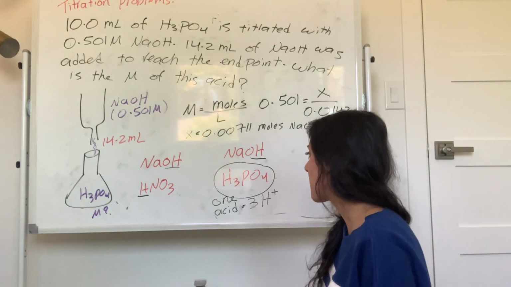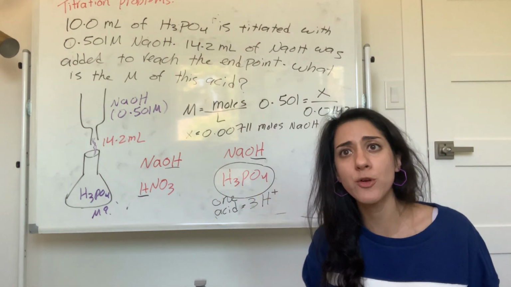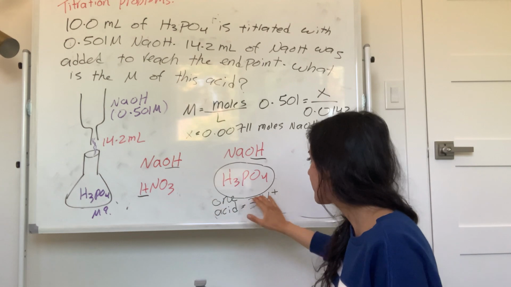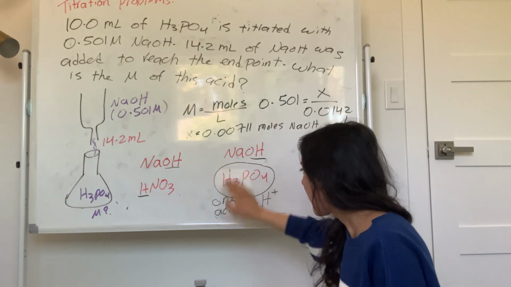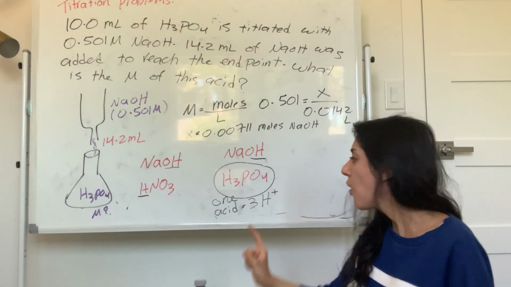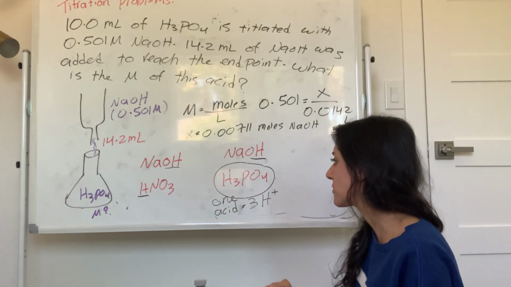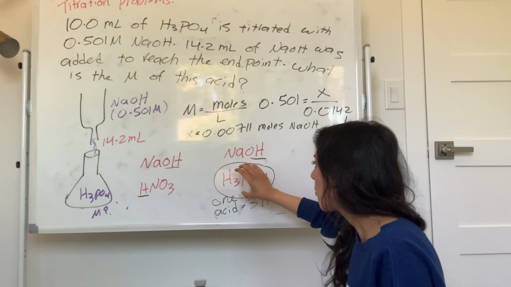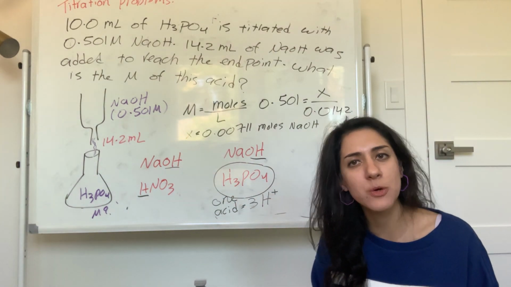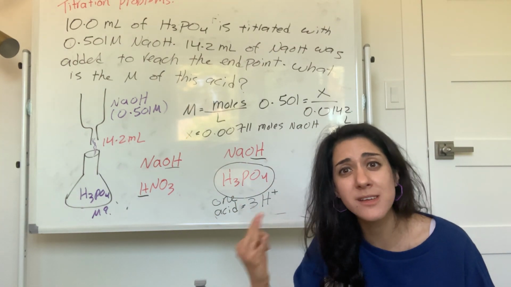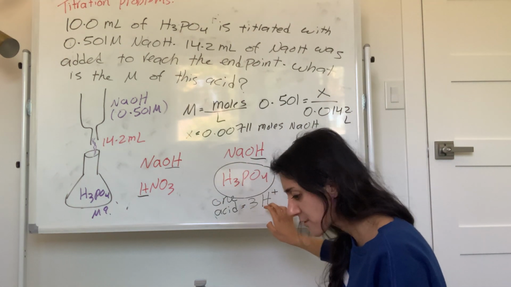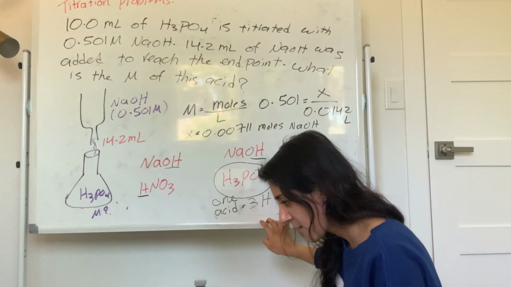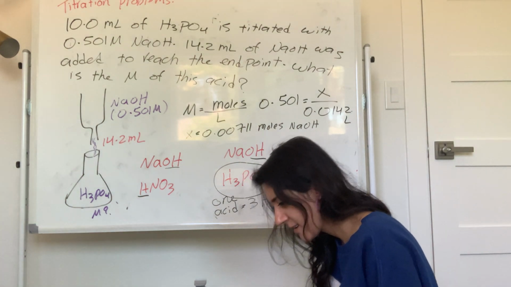Now, this is the first time that we have an acid that is not monoprotic. So this acid is triprotic. One acid has 3 hydrogen. So to neutralize one acid, how many NaOH do you need? You need 3 NaOH to neutralize one acid because one acid has 3 H+. We're good so far? Okay.